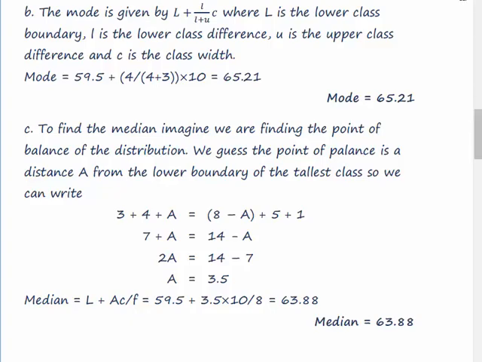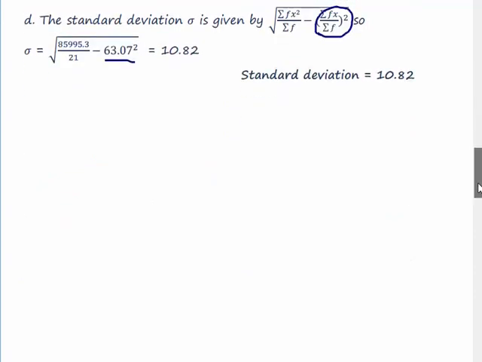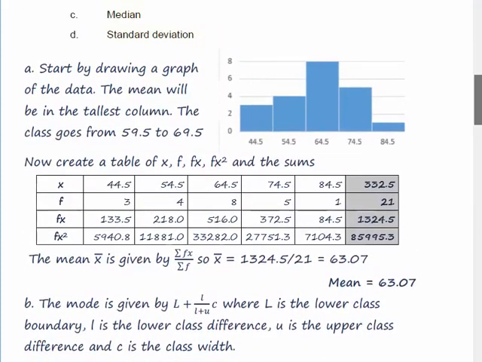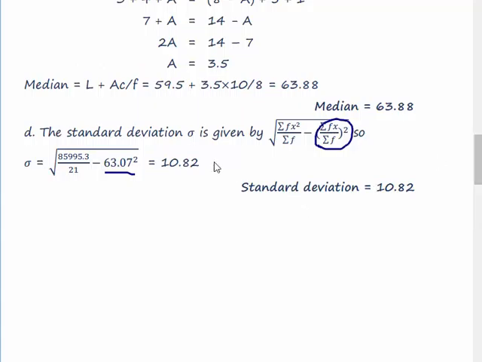And then finally, to find the standard deviation, we need sigma fx squared over sigma f minus sigma fx over sigma f, all squared. Now remember, this value here is actually the mean, and we know the mean is 63.07. So if we put those values in, we get a value of 10.8. Question 3.